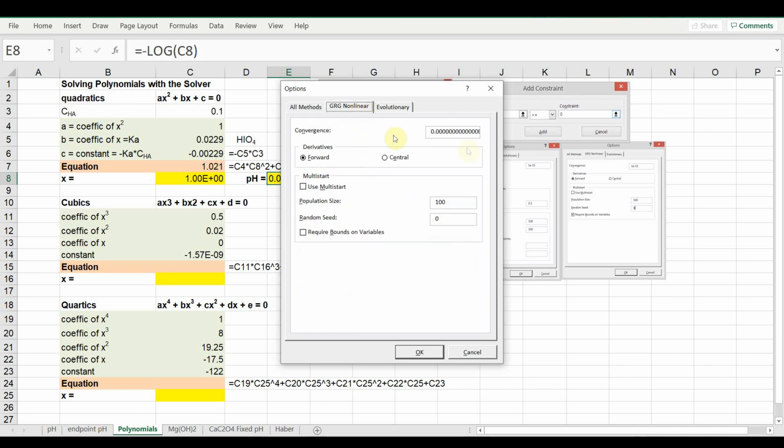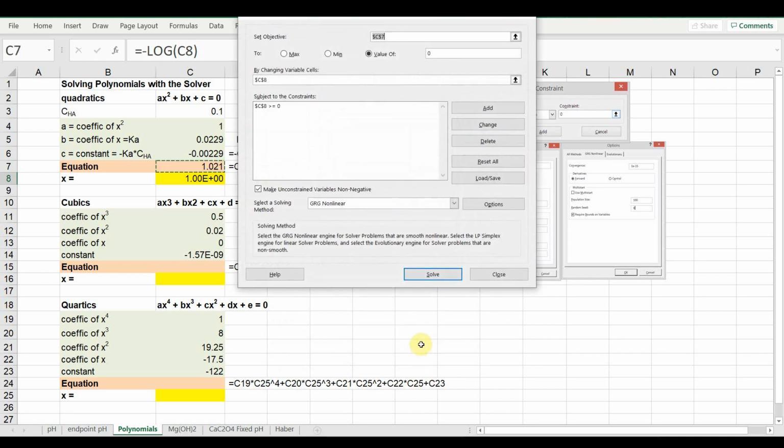On that tab, we'll set the convergence again to the same value, 1e minus 15, or some very small value. Leave the rest of the settings as default and say OK. And we'll solve.